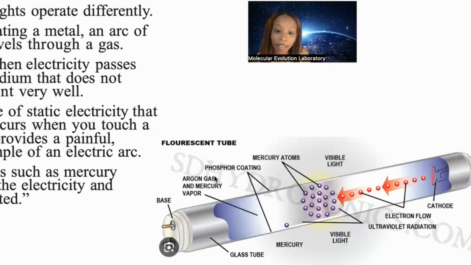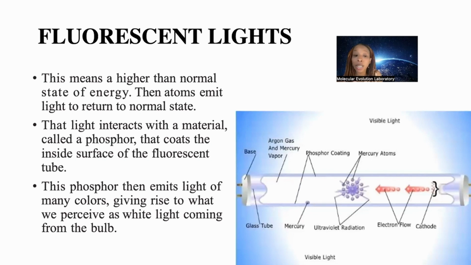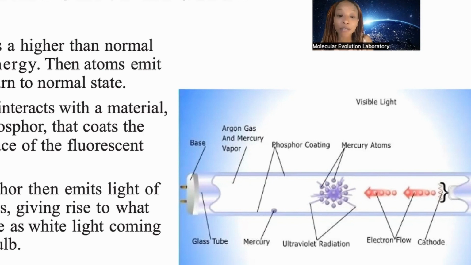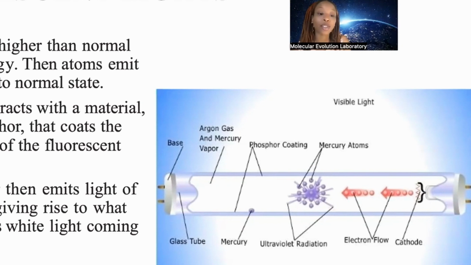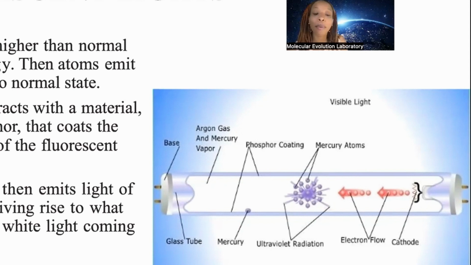And here we have argon gas and mercury vapor. So we see where argon is important in the production of fluorescent light, or various gases are also important as well. And eventually we will see that the phosphor coating is what is responsible for the actual production of the visible light that you see. Light interacts with the material. Phosphor, as we've said before, coats the inside of the fluorescent tube. This phosphor then emits many colors, giving rise to what we perceive as white light coming from that bulb.